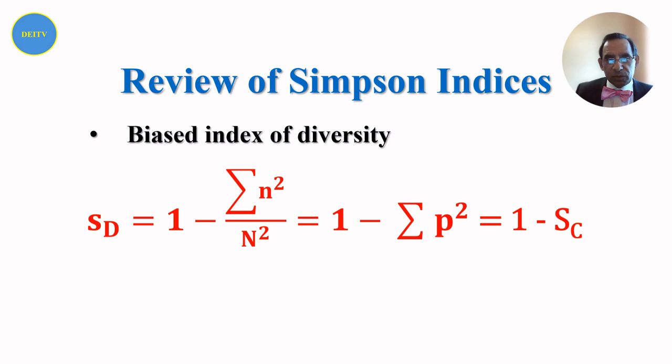Another way to represent the index is 1 minus the Simpson concentration score. And recall that the Simpson concentration score is essentially the sum of little n squared over big N squared, or it can be represented as the sum of the percentages squared.